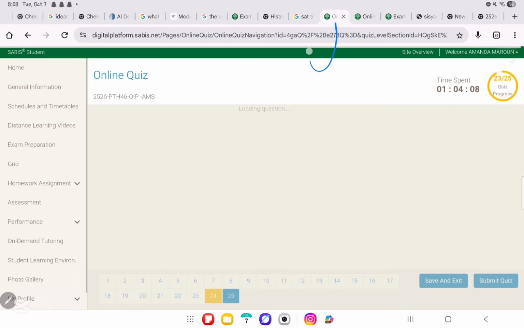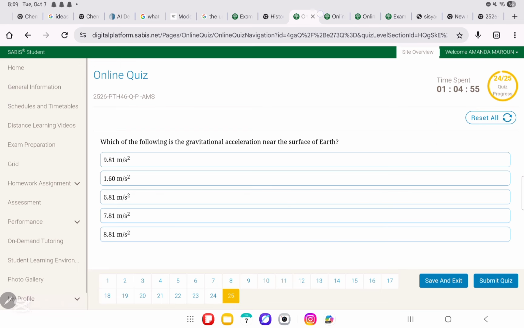Wait, hold on. I did it again, guys, but I still managed to get the question. Which of the following is the gravitational acceleration near the surface of Earth? If they give it to you as 10, you will use it as 10. If they don't give it to you, you use it as 9.81 meters per second squared. This is supposed to be memorized like our names. We should have it memorized.